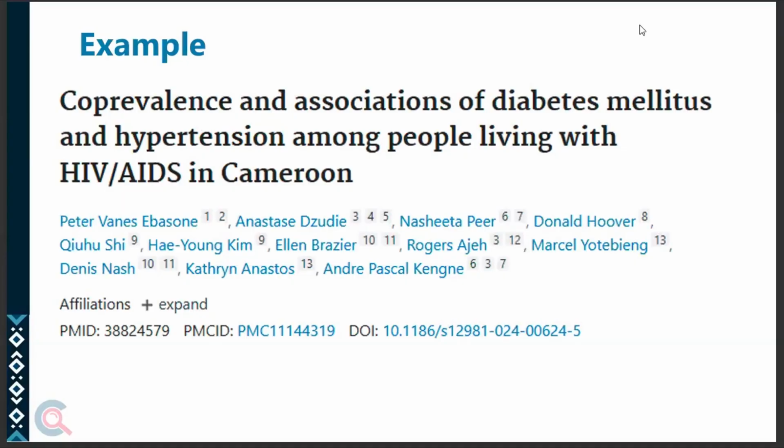We're going to look at an example. This is a paper that was written by CRENC, the host organization. This is a paper on co-prevalence and associations of diabetes mellitus and hypertension among people living with HIV/AIDS in Cameroon. So we're going to look at how the method section was written in this paper.